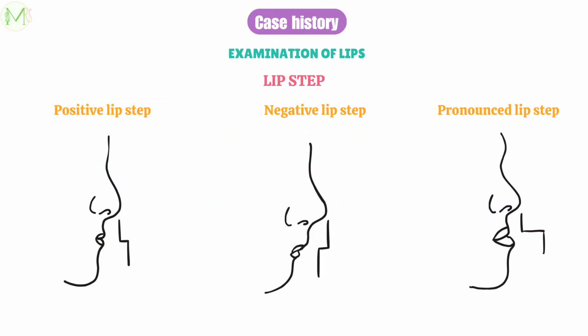But here there will be marked protrusion of the lower lip. In this diagram, you can appreciate that in positive lip step, the upper lip protrudes slightly over the lower lip. In the second diagram, there is marked retrusion of the lower lip in relation to the upper lip. It is seen in class 2 malocclusion cases. In the third diagram, we can appreciate the lower lip's protrusion in relation to the upper lip. The lower lip is markedly protruded. So this is seen in class 3 malocclusion cases.